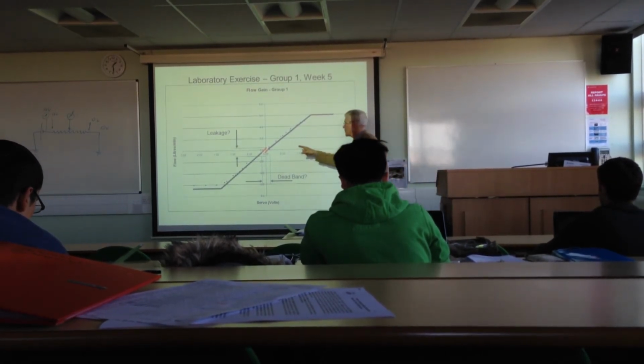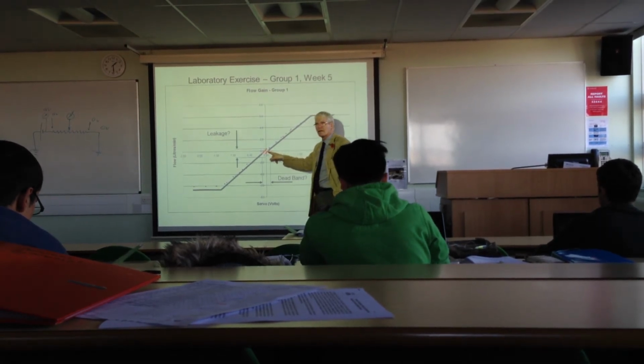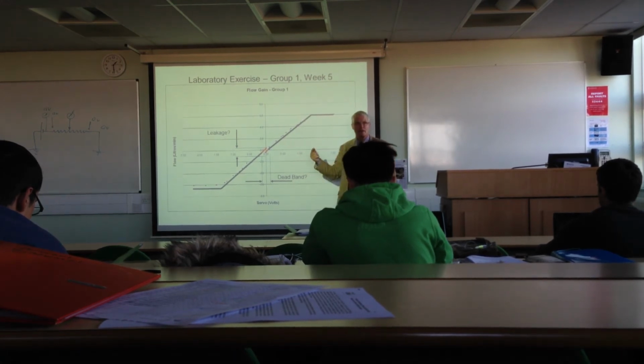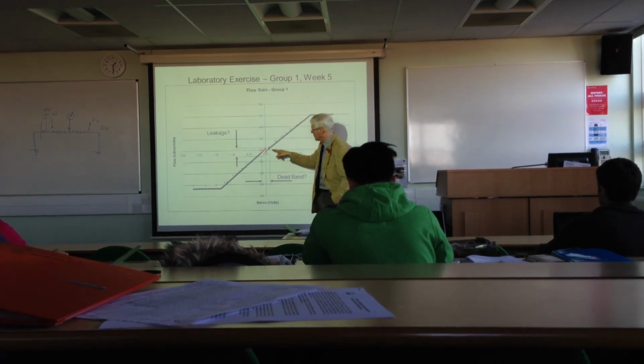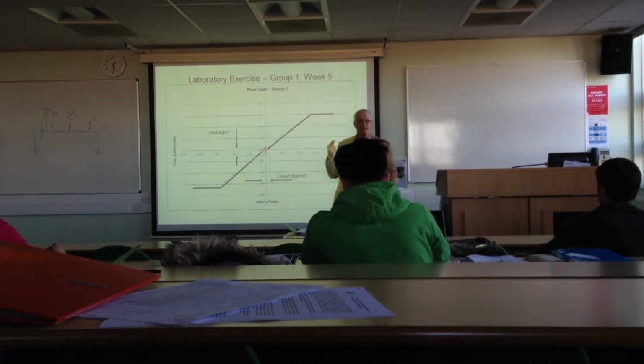So what this could be suggesting is that up until we get there, we haven't got enough flow going into the motor to make it turn. And because this axis is the flow rate, if I extend it back there, that value there, or that value there, is actually the leakage.